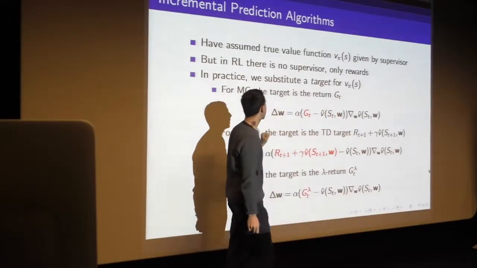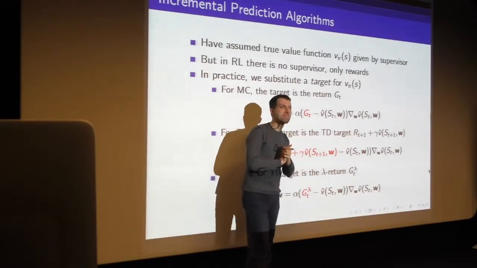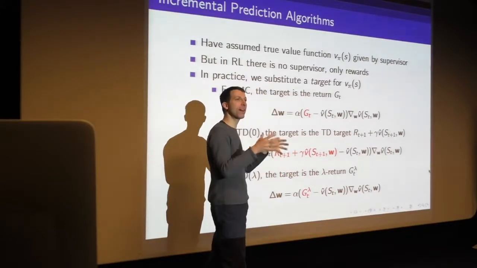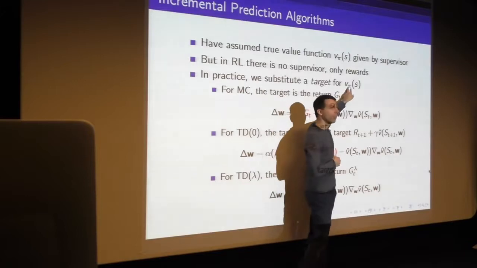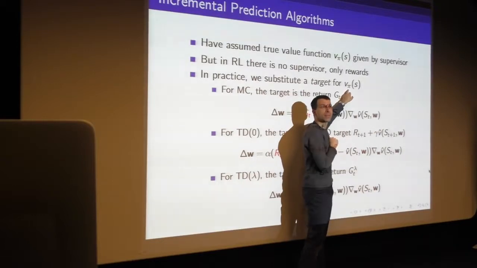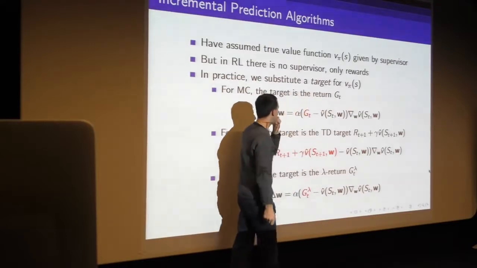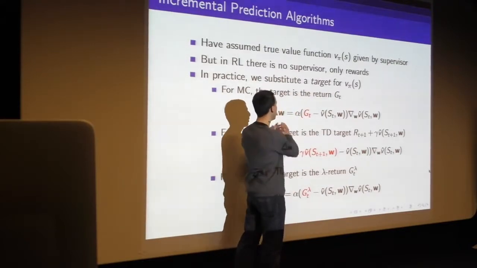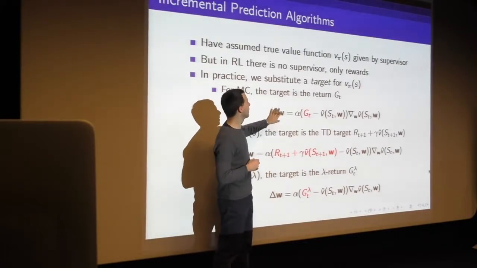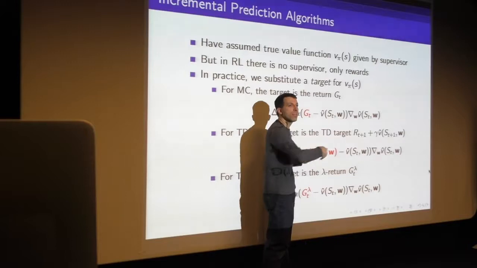And so the idea is that we're just going to do this by substitution. Think of this as a copy and paste exercise, in that we've developed an algorithm for supervised learning. And now wherever we saw v pi before, we're going to copy and paste some other target instead that we arrive at through a reinforcement learning method. So the first thing which we're going to paste in is the return. What this algorithm says is, the change to our weights is we're going to move a little bit in the direction of the error between the actual return.